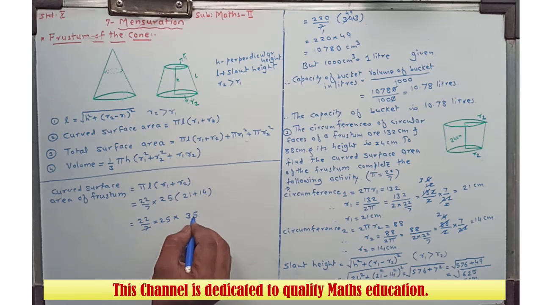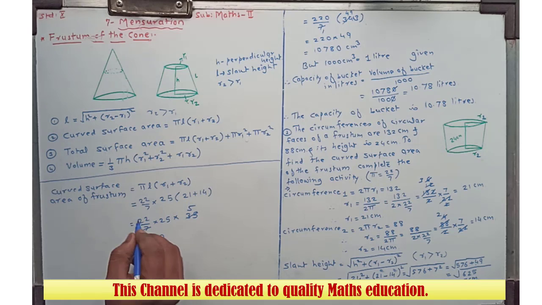Just simplify here, 7 ones are 7, 5s are 35, is equal to 25. Just take multiplication of both the terms, 25 into 22. So 25 2s are 50, 5 carry, 25 2s are 50 plus 5, 55 into 5, that is equal to 5 zeros are 0, 5 5s are 25, 2 carry, 5 5s are 25, 26, 27. So 2750 centimeter square, that is the value of the curved surface area of that frustum. Okay, now we'll see the next example.